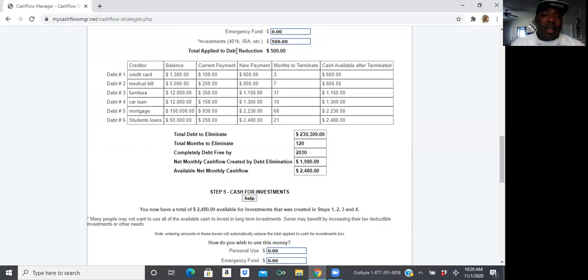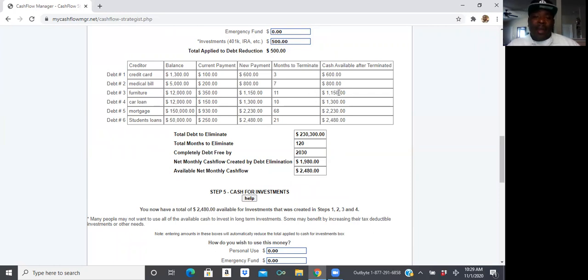So we're going to take this $500 and add it to the current payment. And then of that $1,300 balance of the credit cards, in 3 months we have eliminated $600. Now we're going to take that $600 and add it to the 2 medical bills, so now we're paying $800 a month. In 7 months, $5,000 worth of debt is going to be eliminated. Now we're going to take this $800 and add it to the $350 for the furniture bill. So instead of paying $350, we're paying $1,150. In 11 months, $12,000 would be eliminated.